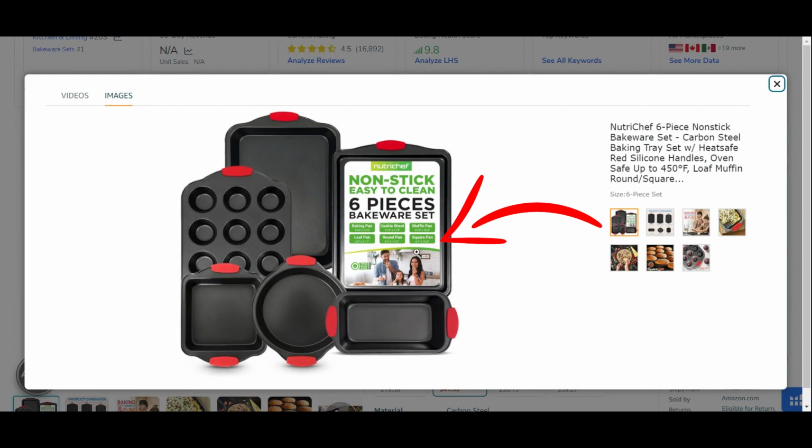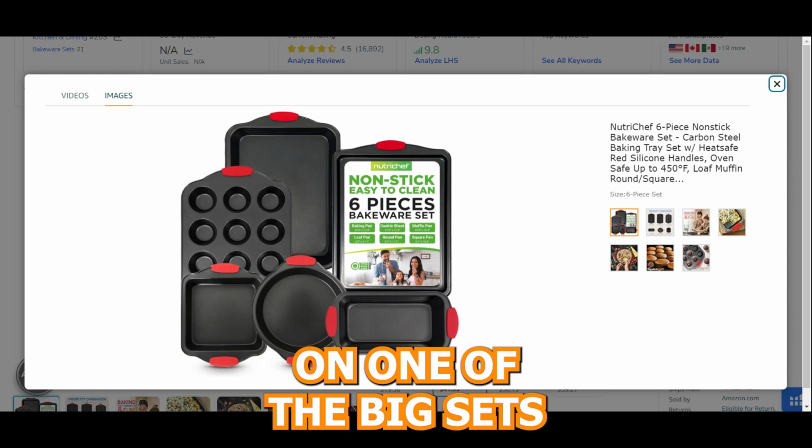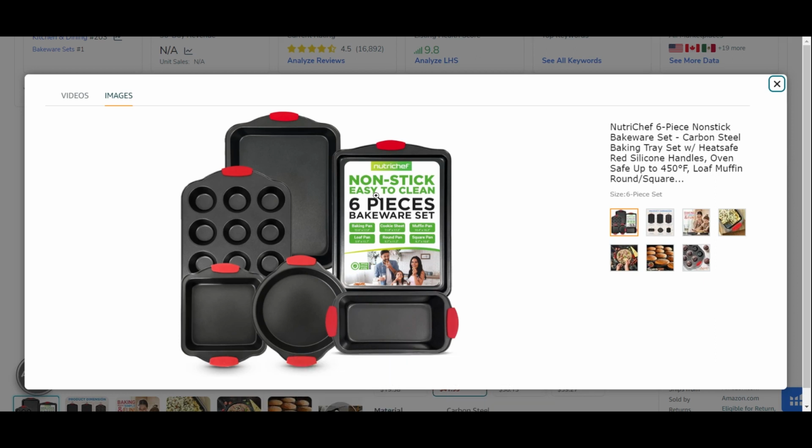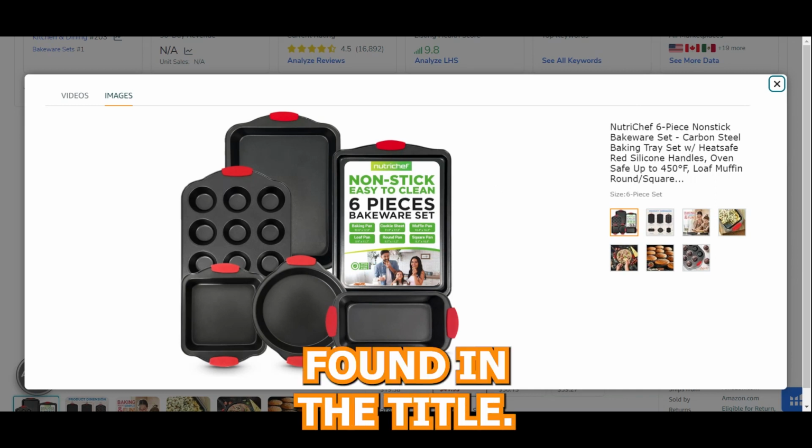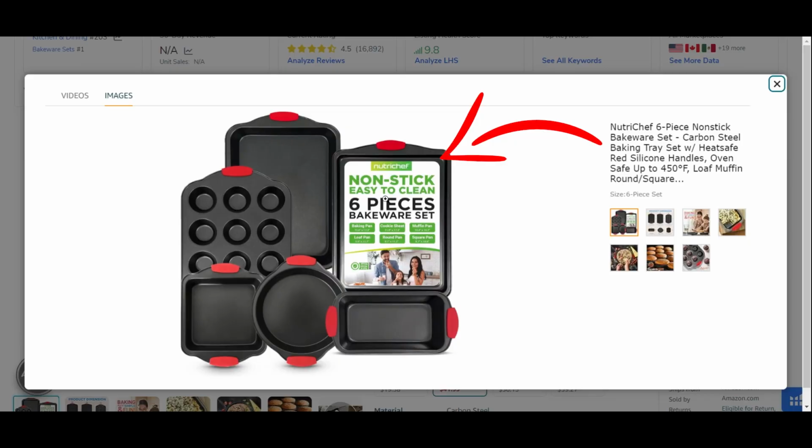So as you can see here, directly, there is a little paper on one of the bake sets that says everything that you need. It actually says the same exact details that are found in the title. But again, who has the time to read every single title? So here it says non-stick, easy to clean, 6-piece bakeware set.